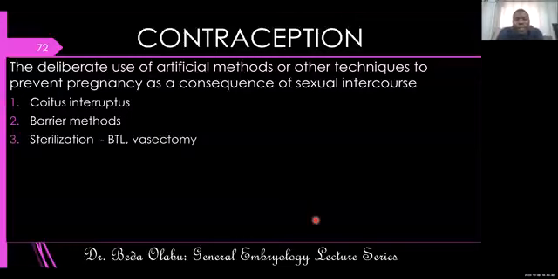Sterilization methods are deemed permanent surgical interventions to prevent pregnancy. They are considered permanent contraceptive methods. For the male, it involves cutting of the vas deferens, and that is what we call vasectomy. For the female, it involves tying and cutting of the fallopian tubes. Remember, there are two tubes, so you cut both of them. That's what we call bilateral tubal ligation.